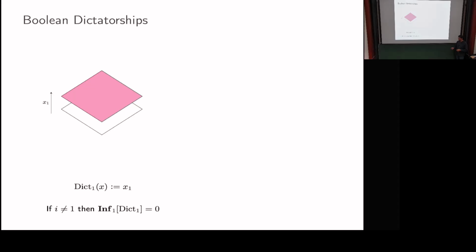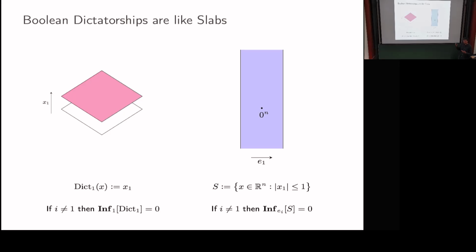If i is equal to 1, then the influence is 1. Every time you flip a bit, the value of the function changes. And if i is not equal to 1, the influence is 0. And the analog of the dictatorship turns out to just be a slab, a set which depends on one direction. If you look at any direction besides the first direction, the influence of the set is 0.